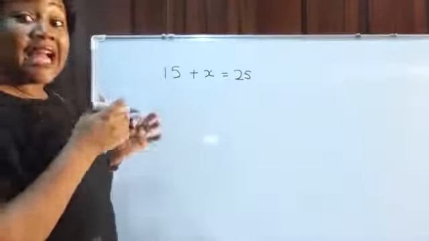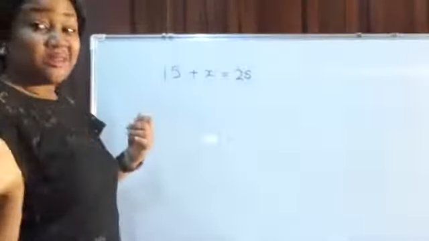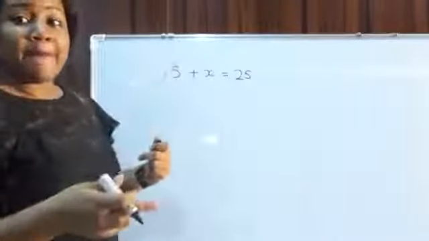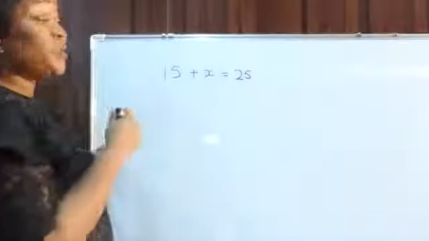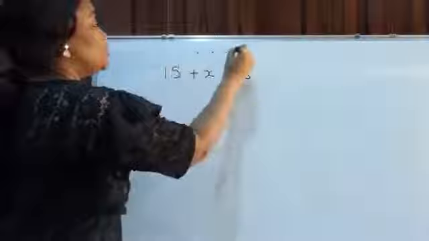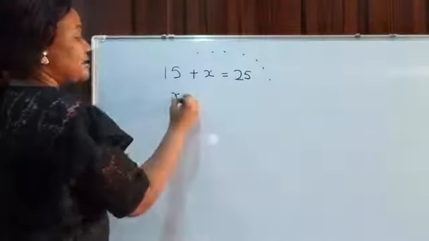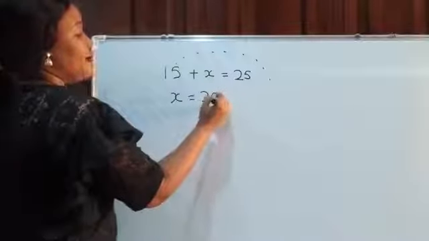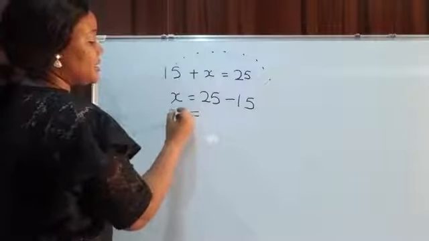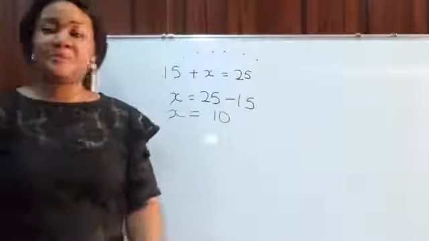Again, you can either give them the same treatment, or, I've taught you the two methods, but the one I like to use is the jumping method. Okay? So once again, our 15 gets to jump, and it changes its sign. We have x equals 25 minus 15, and we have our x to give us 10. Voila! We get our x.